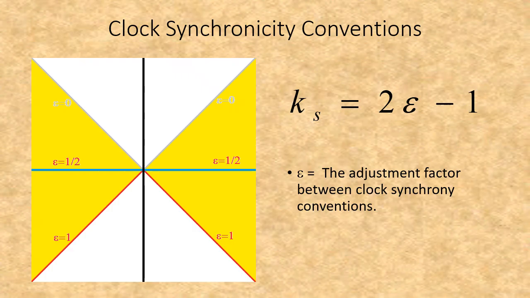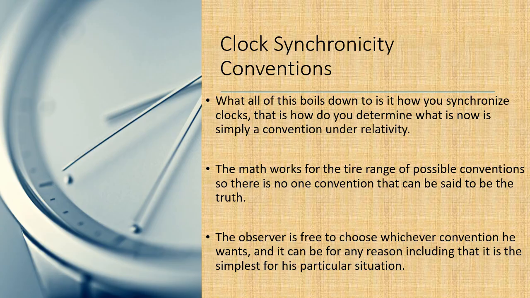Epsilon equals 1/2 for the standard isotropic synchrony convention, 1 for the anisotropic synchrony convention, and 0 for the anti-isotropic synchrony convention. The entire range of epsilon, from 0 to 1, falls within the range of acceptable nows within relativity. What all this boils down to is that how you synchronize clocks, that is, how you determine what is now, is simply a convention under relativity.